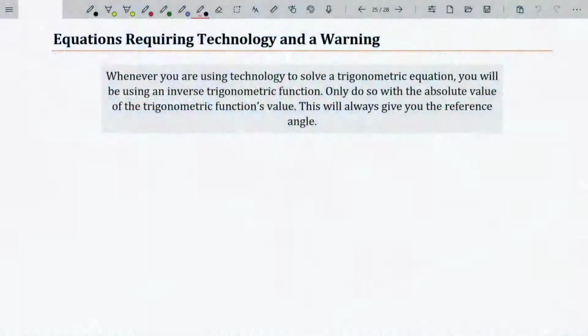Hello, my name is Roy Simpson, professor of mathematics at Cosumnes River College in Sacramento, California. This video is the final video in a series of videos on solving trigonometric equations. The first video was the concepts behind solving trig equations. The second one was solving basic trig equations. The third one was solving equations requiring the use of identities. And the last one we did was solving trigonometric equations involving multiple angles.